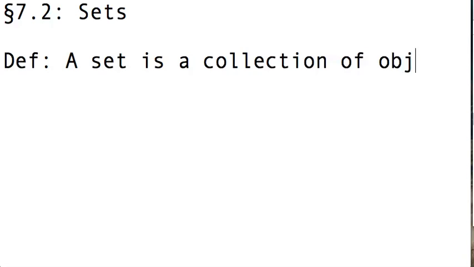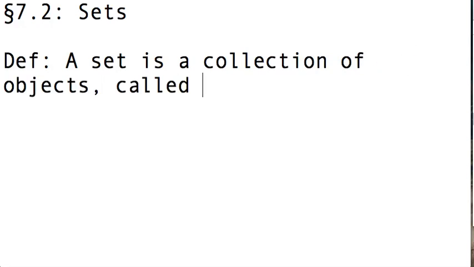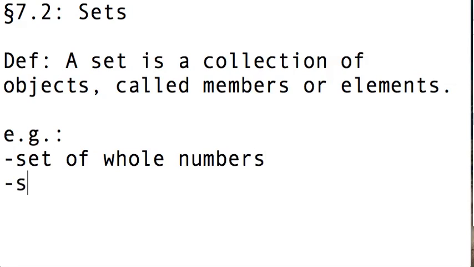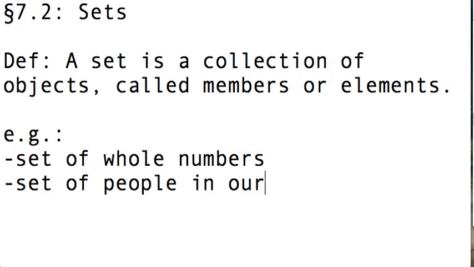Now, what is a set? Well, here's a definition. A set is a collection of objects, which are called members or elements. Okay, great. So, some examples. We have the set of whole numbers. That's a set. We have a set of people in our class. That's a set. Just anything you can think of.